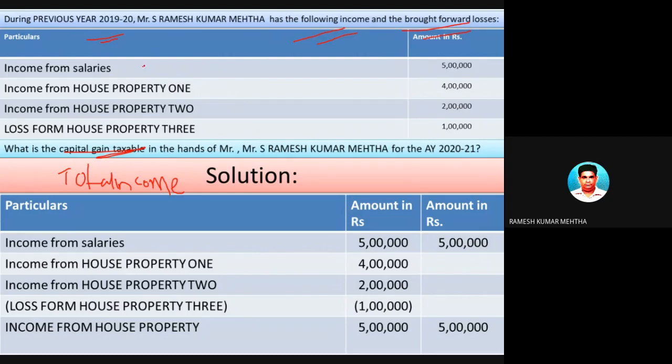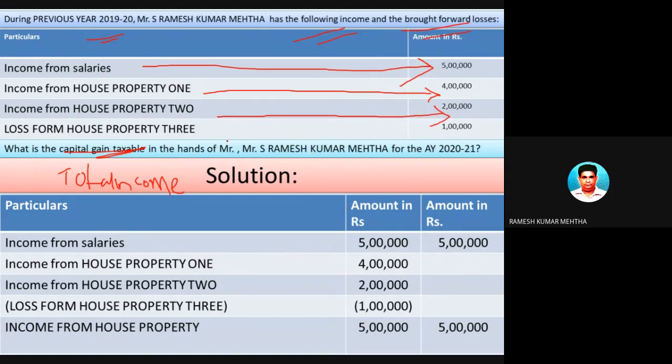Income from salary is 5 lakh rupees. Number two, income from house property 1 is 4 lakh rupees. Income from house property 2 is 2 lakh rupees, and the loss from house property 3 is 1 lakh rupees. There are no brought forward losses. So all these incomes or losses are of the current year, that is 2019-20 only.